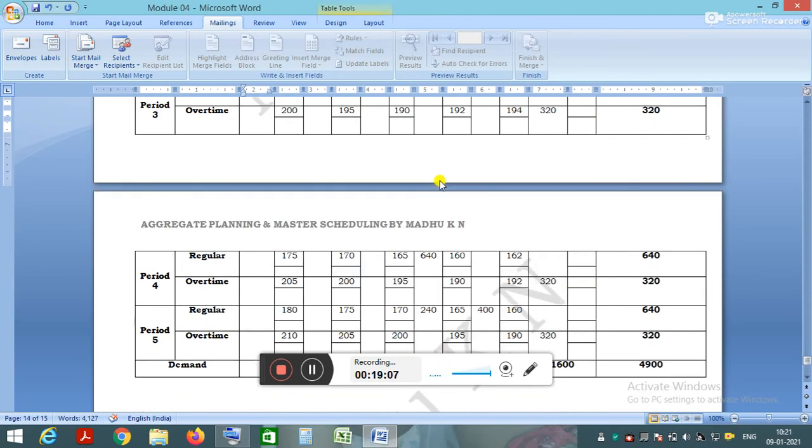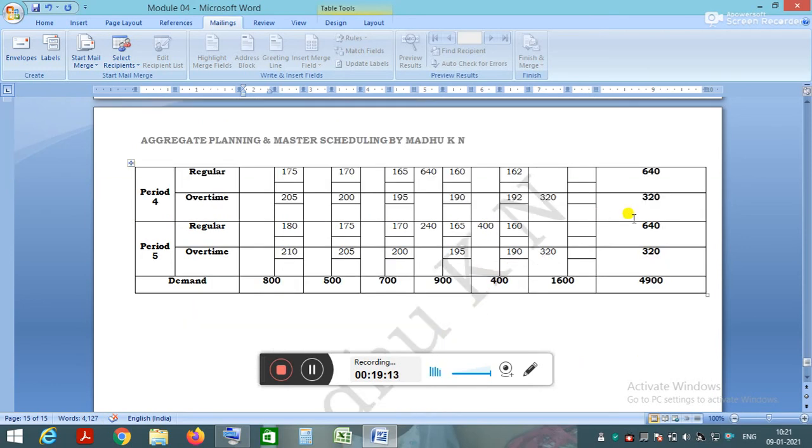Okay, we are still left with 240 products, but in period 5 you can see the demand is 400, and the capacity of regular time is 640, and we utilize the back order concept. We can produce the remaining 240 products at a cost of 165, which is still less than 190. Therefore, we produce the remaining 240 products in period 5 and supply them to the customers in period 5 instead of period 4. That is called back ordering. And in period 5, the demand is 400, but the capacity is 640. We can produce 400 products in period 5 at the cost of 160.